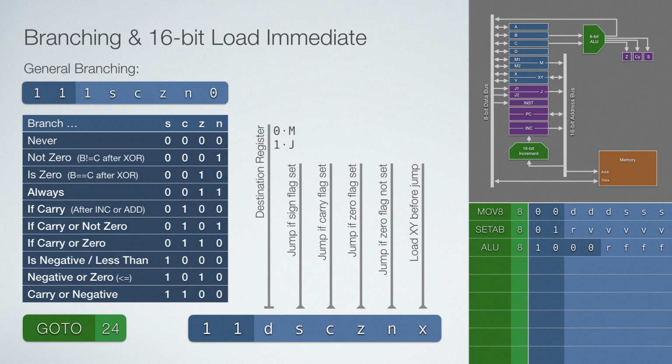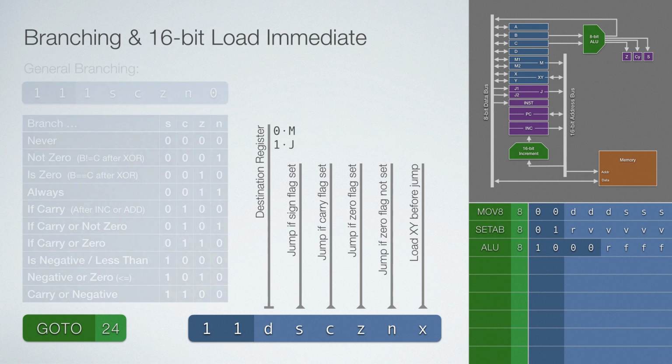Branch OR, as we just mentioned, which is making a jump if it's 0 or not 0. And then we've got into some of the other ones. So we've got carry, basically after an add or increment, carry or not 0, carry or 0, negative, which can also mean less than as well. So if we're treating the number as a 2's complement, we'll know that it's negative if it's got the sign bit set, the leftmost bit. Second, we've got negative or 0, which is less than or equal, if you're using it that same way. And then finally we've got carry or negative. So there's a couple of options there.